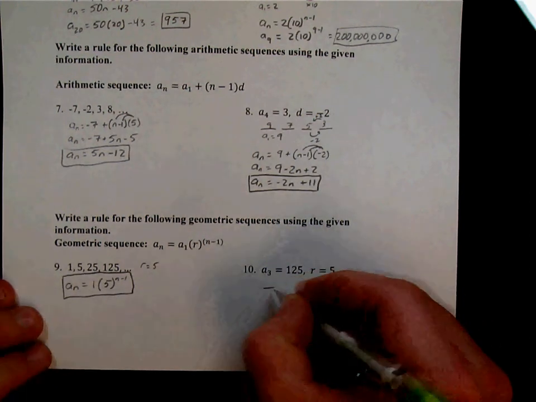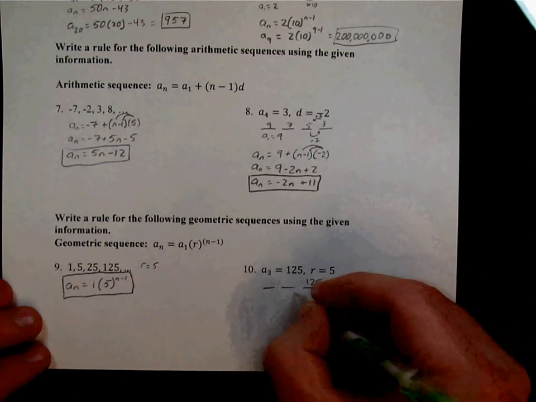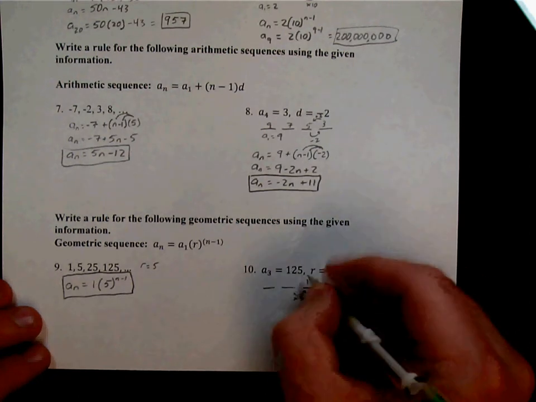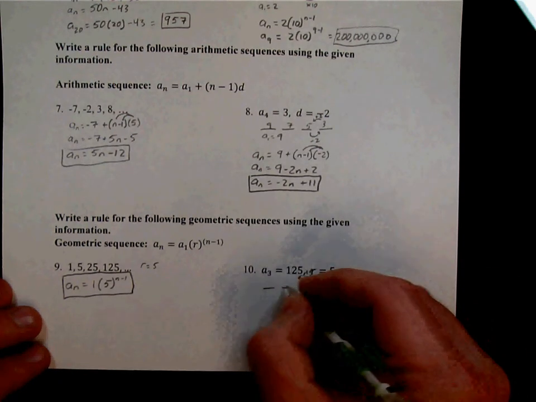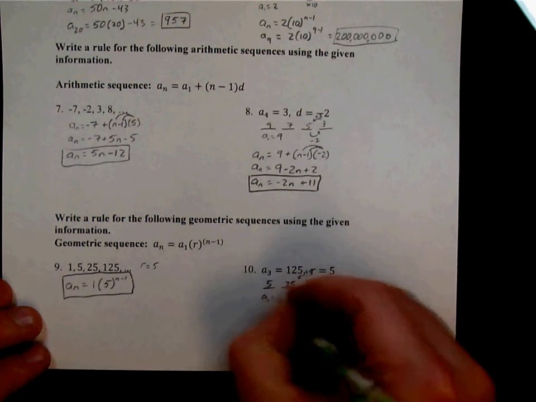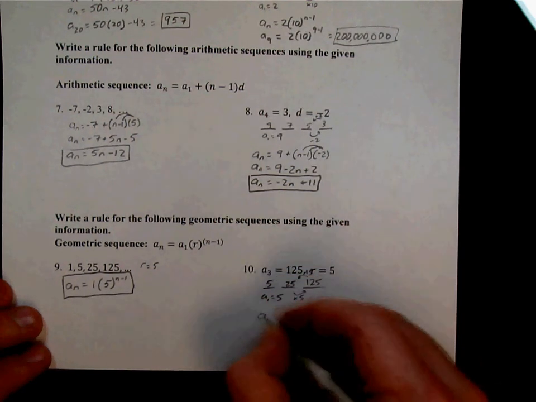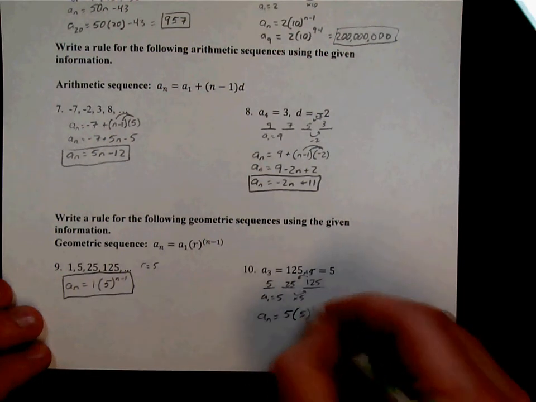Number 10, looks like I'm missing the first 2 terms. The third term I know is 125. Since from left to right I'm multiplying by 5, if I work backwards, I'm going to divide by 5. So 125 divided by 5 is 25. Divided by 5 again is 5. So I know my first term is 5. So my rule, first term times r being 5 to the n minus 1.